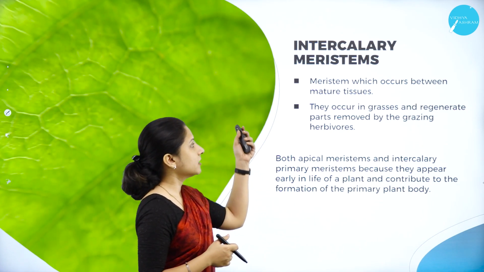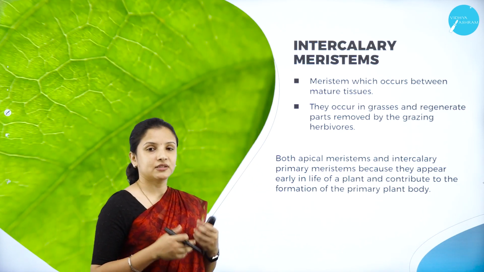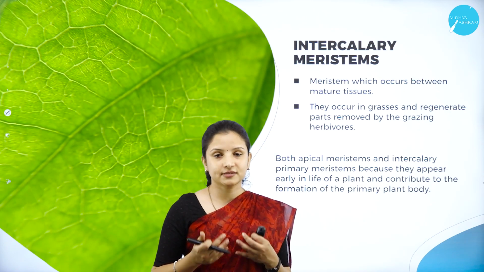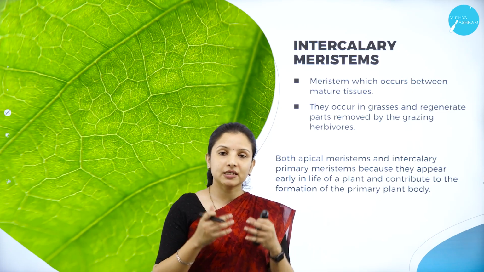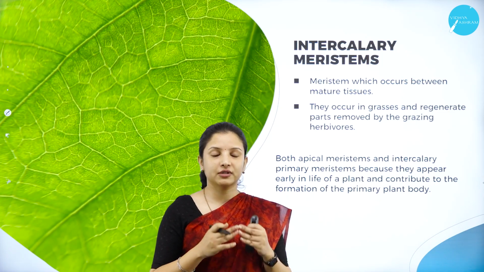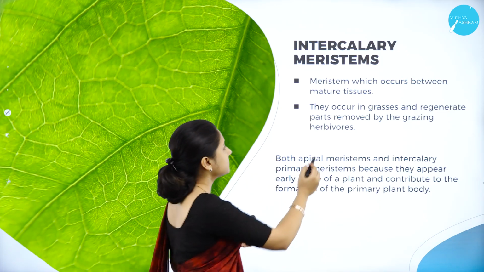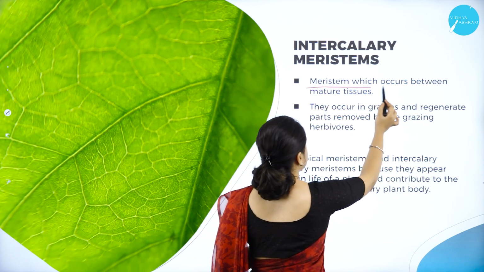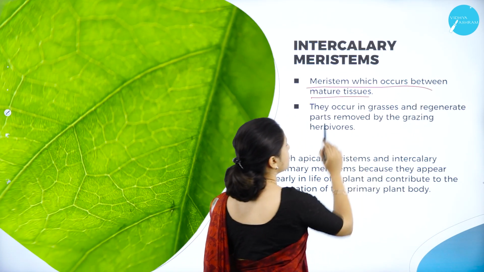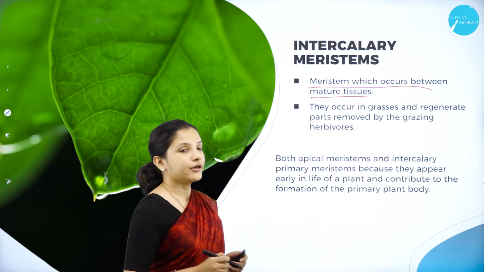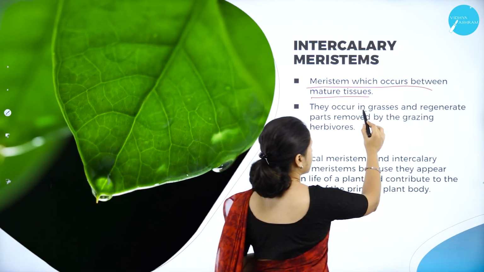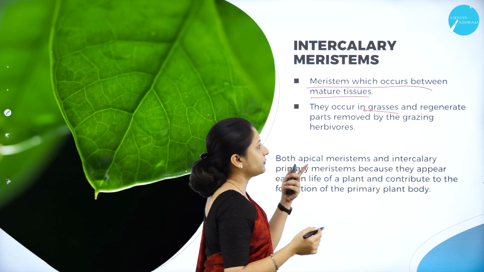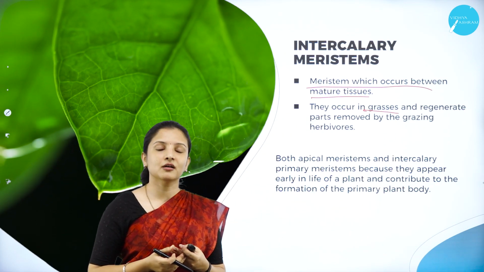So these are the intercalary meristem. Inter means in between something. So where are these meristems present? They are present in between the mature tissues, right? So that is why it is called intercalary meristem. These are the meristems which occur between the mature tissues, and usually they are seen in monocotyledon members such as the grasses, and they regenerate parts removed by grazing herbivores.